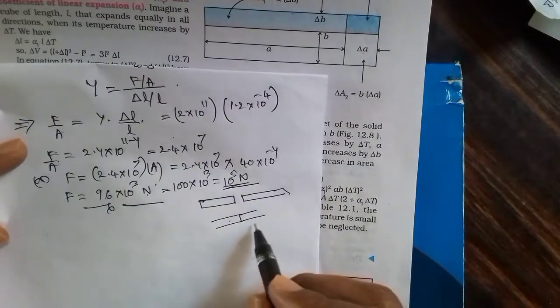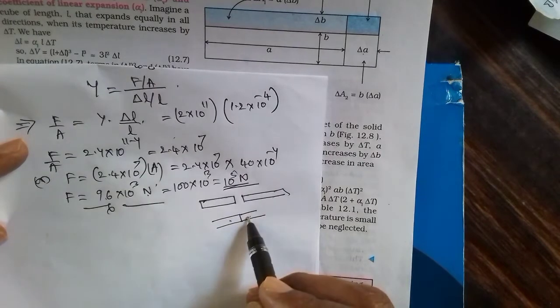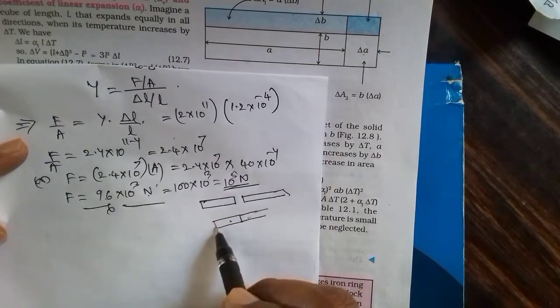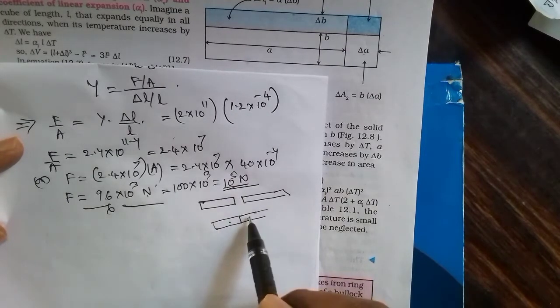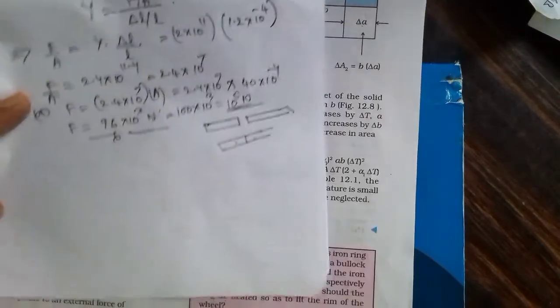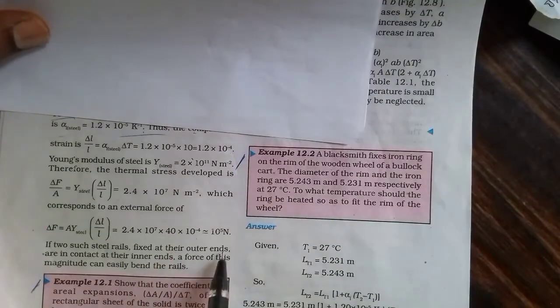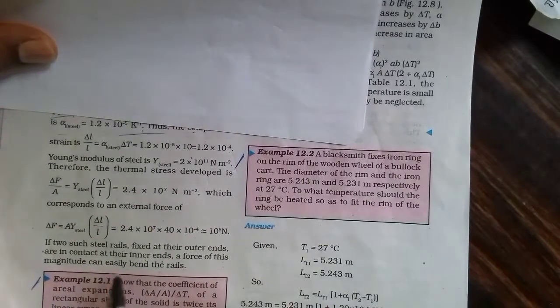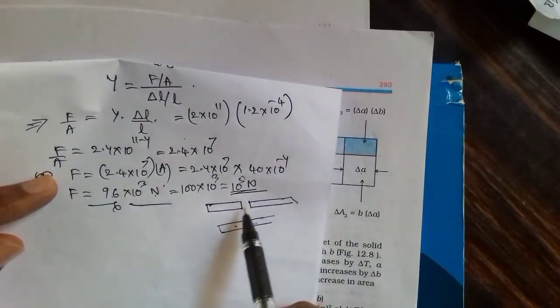large force. If this much force is exerted, then what happens? This is held fixed, this is held fixed, and they exert this much force against each other. If two such steel rails fixed at their outer ends are in contact at their inner ends, a force of this magnitude can easily bend the rails. That's why you must have seen a gap is left between every two rails.